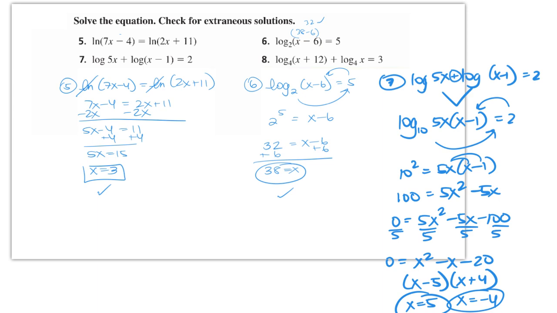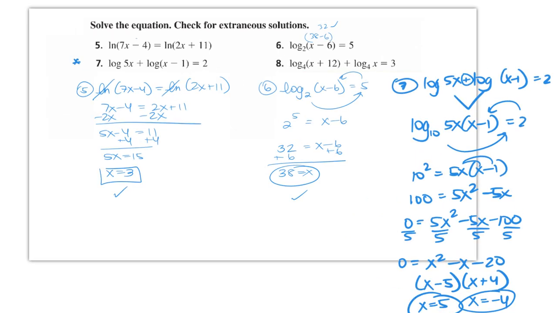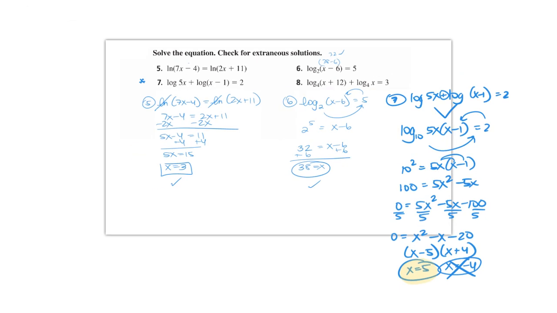And then I'm going to check for extraneous. If I go back to this problem and I plug negative 4 in, that makes this negative 20, which makes it invalid. So negative 4 does not work. When I try 5, 5 times 5 is 25, and 5 minus 1 is 4. It's both positive, so it's valid. So x equals 5 is my only answer that's acceptable here, okay?